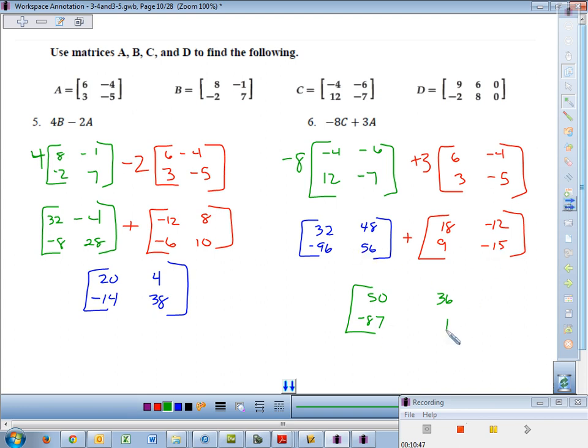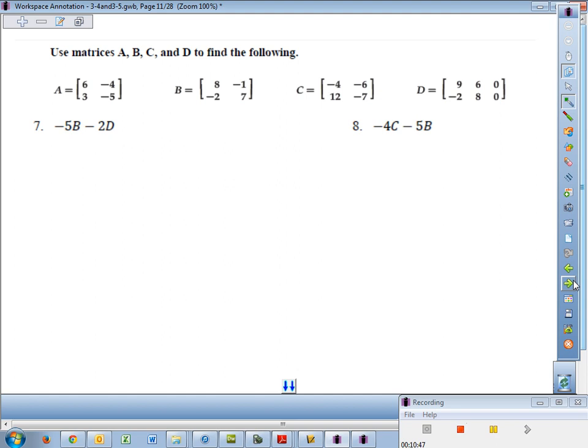56 minus 15, get 1. Pretty simple. And you can do all this in your calculator. It's simpler to do by hand. It takes longer to type it in your calculator. One more.